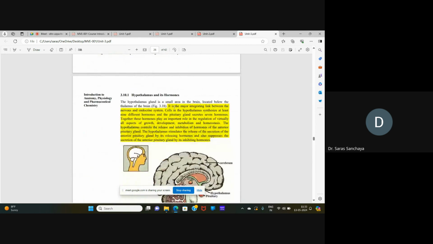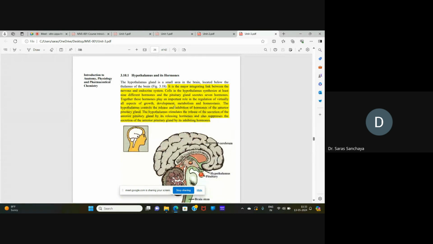Hypothalamus and its hormones. The hypothalamus is a small area in the brain located below the thalamus. It is the major integrating link between the nervous and endocrine systems. Cells in the hypothalamus synthesize at least 9 different hormones, and the pituitary gland secretes 7 hormones. Together, these hormones play an important role in the regulation of virtually all aspects of growth, development, metabolism, and homeostasis.